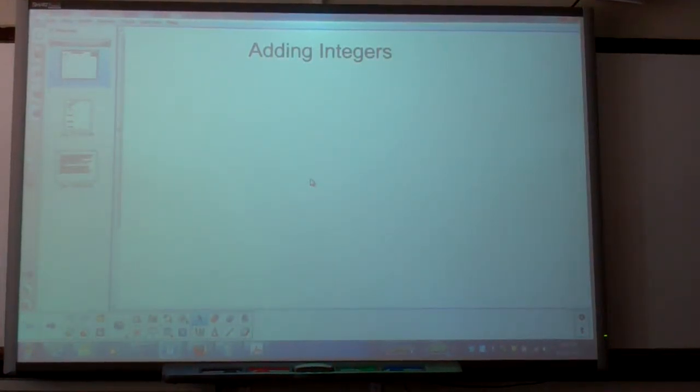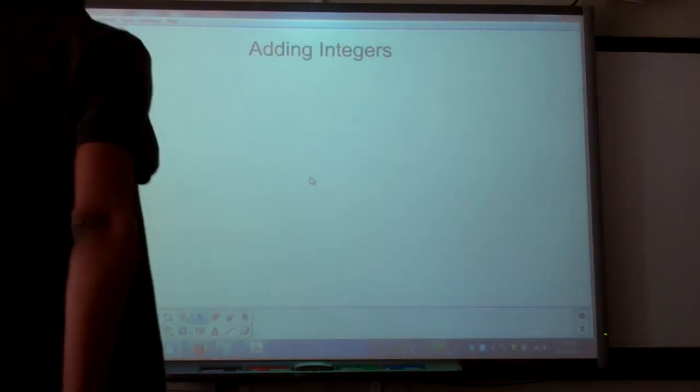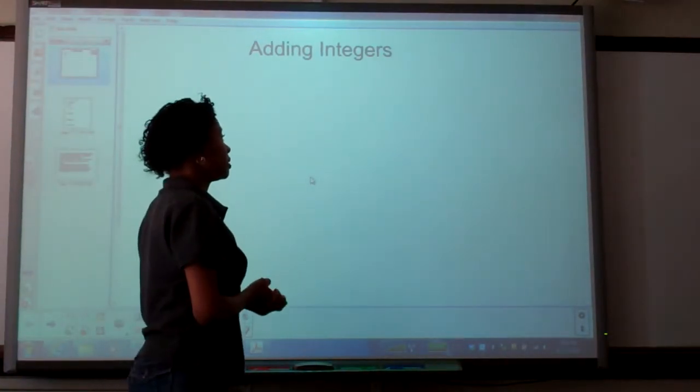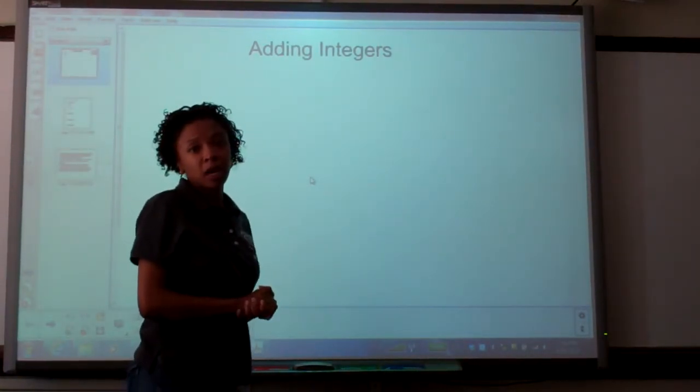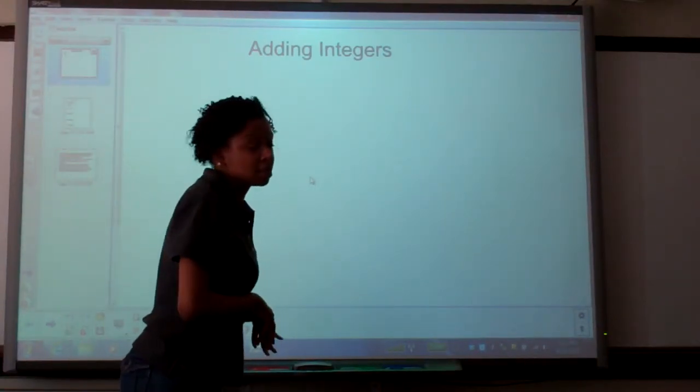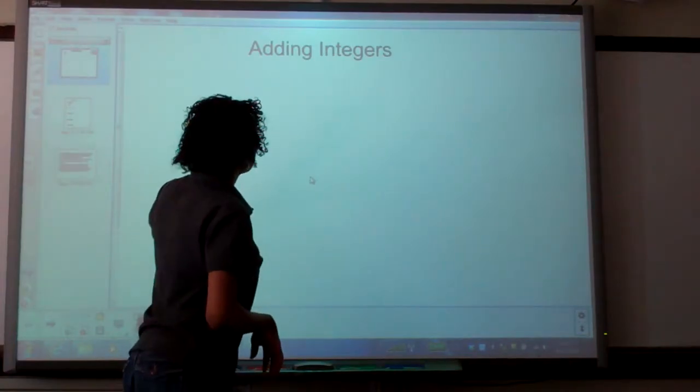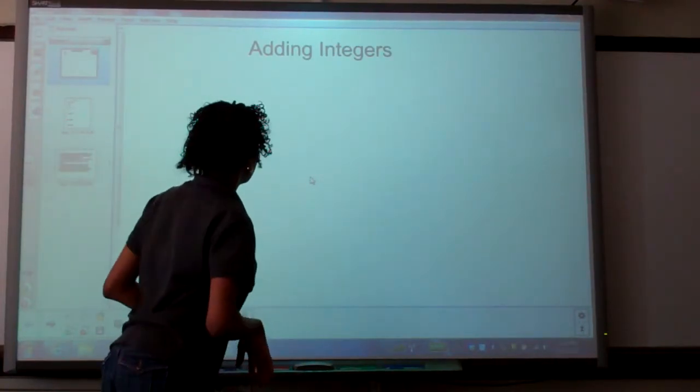So this is adding integers, and just a few things. First of all, I'd like to say for adding integers, many of you have been taught by perhaps several different teachers on how to add integers, but I want to give you the concept behind it so that you can correctly do it, because I find a lot of mistakes here. So I'm going to take it back just a bit, then we'll go ahead.